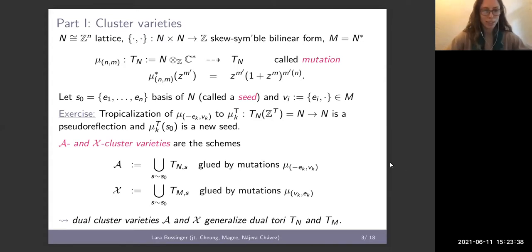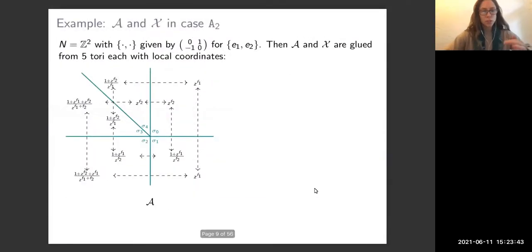As I didn't want to spend too much time going into these mutations and these formulas, I just prepared two examples to show you what that more or less looks like. So if I start with a lattice of rank 2, Z2, and have my skew symmetric, in this case, bilinear form given by this matrix for my first choice of bases, E1, E2, then the A variety is glued from 5 tori. And if I take always the coordinates of these tori and express them back in my initial coordinates that correspond to the monomials in terms of the dual basis, then this is what I get.